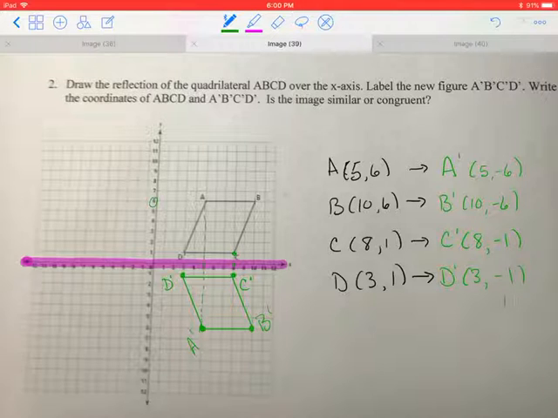So notice from the original to the new, what we're seeing is a sign change on the y. Okay, so whichever axis you're flipping across, you'll get a sign change on the other letter. So if you're flipping across the y, your x changes signs, and if you're flipping across your x, your y changes signs.